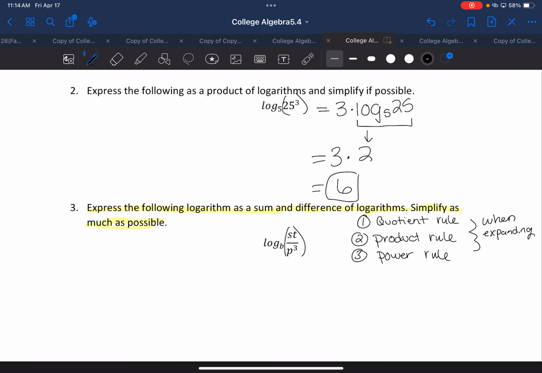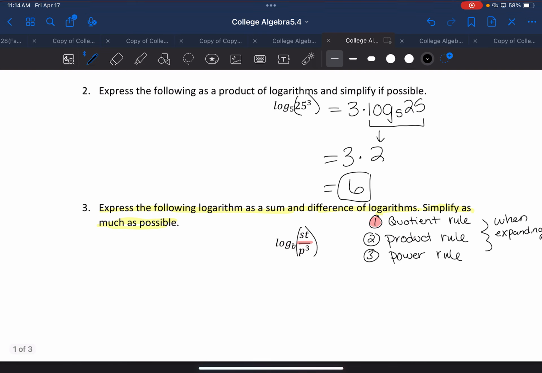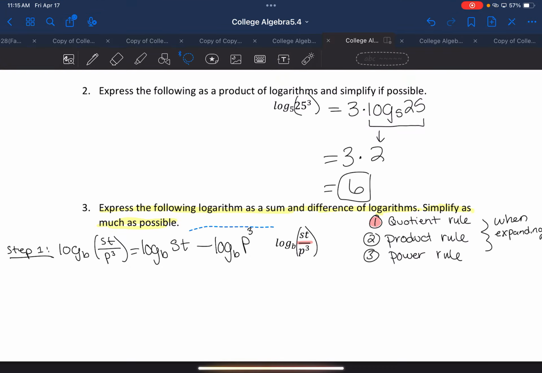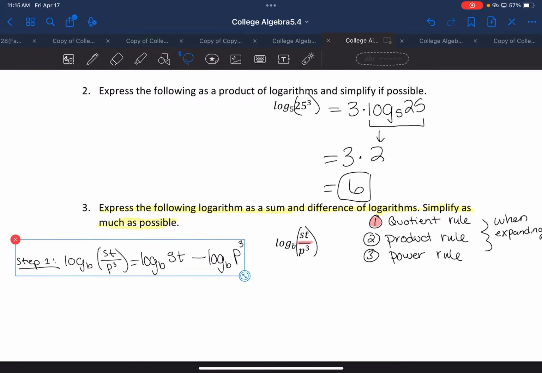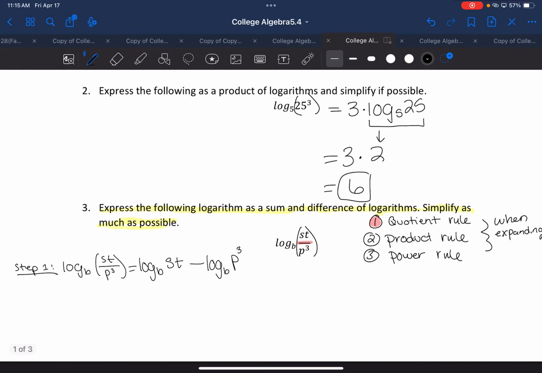So I see a fraction for sure. So I'm definitely going to use the quotient rule first. So step 1, I will just rewrite the problem here. So step 1, I'm going to separate this into a difference. So this would be log base b of the numerator, which is s times t, minus log base b of the denominator, which is p cubed. I should probably move this down a little bit. So that was step 1, using the quotient rule.